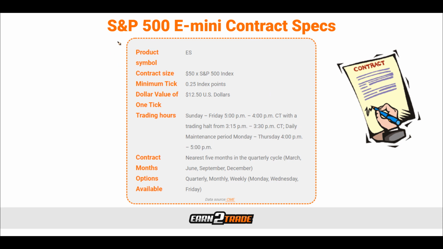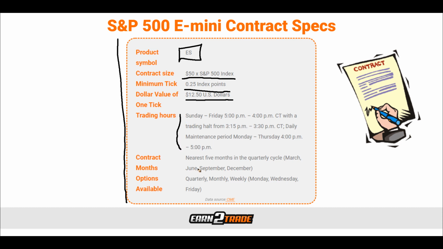This is an example of what the specs will be if you are interested in trading an E-mini S&P 500 contract. We know that the symbol is going to be ES. That's how we're going to locate it on our trading platform like we already did. The contract size is going to be $50 times the S&P 500 index. The minimum tick is going to be 0.25 index points with a dollar value of $12.50. Trading hours, the same. Contract months, once again, the same. Nothing too crazy going on here.